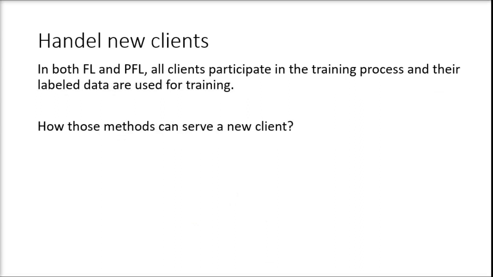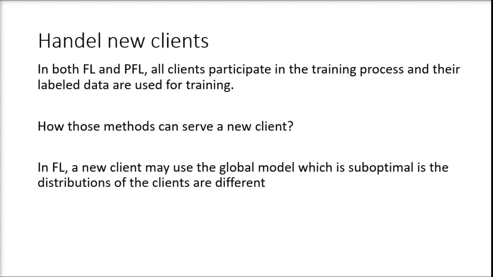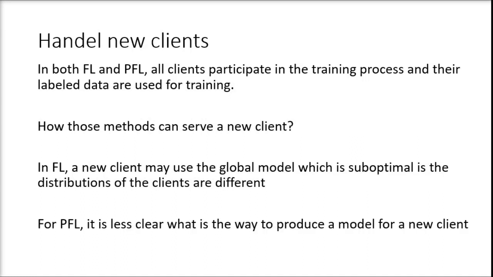In both federated learning and personalized federated learning, all clients participate in the training process and the labeled data are used for the training. How can those methods serve a new client? In federated learning, a new client may use the global model. This may be a suboptimal solution if there is a gap between the distributions of the clients. For personalized federated learning, it is less clear what is the way to produce a model for the new client.